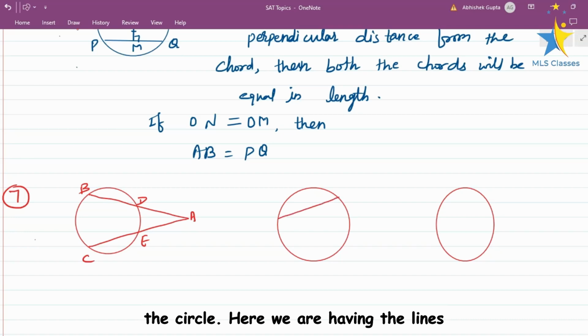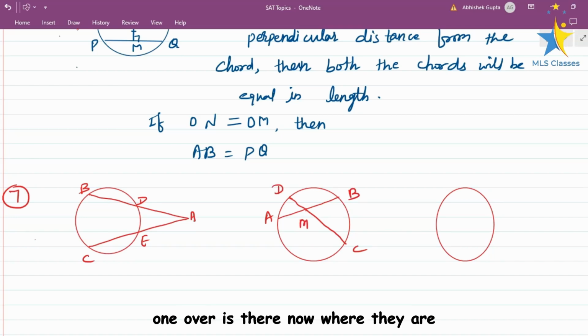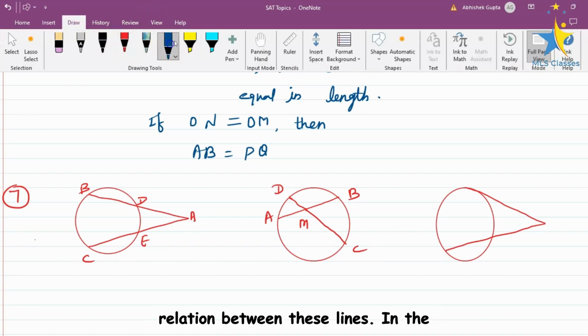Here we have lines like this where they are intersecting inside the circle. Suppose this is A, B, C, D, and the point of intersection is M. Then in one more, they are again intersecting outside the circle, but one of the lines is a tangent and another one is a secant. So what will we be doing here? See, here there is a relation between these lines.